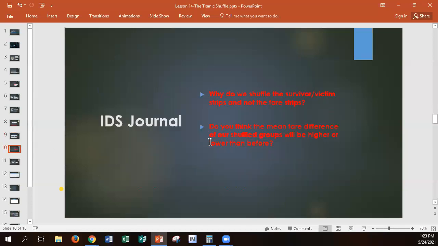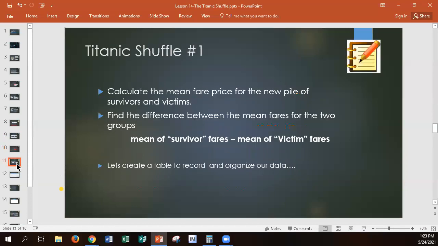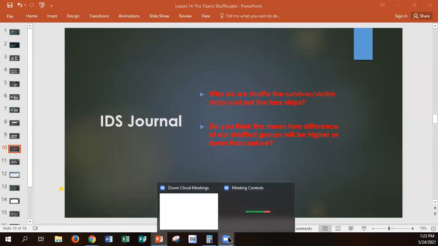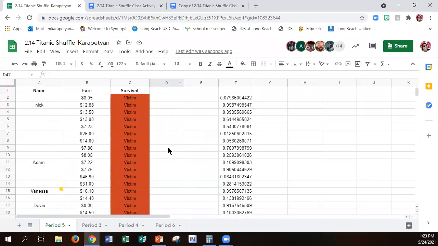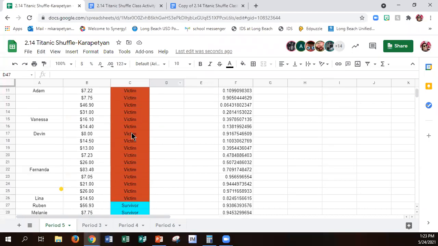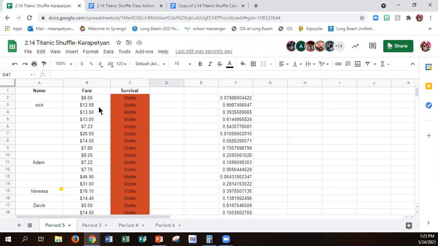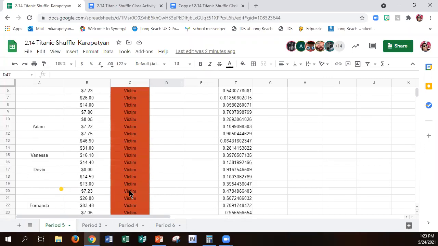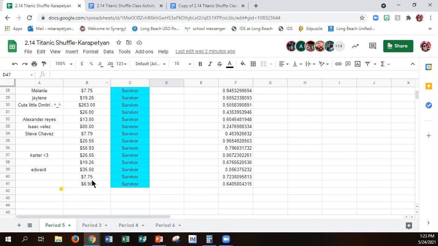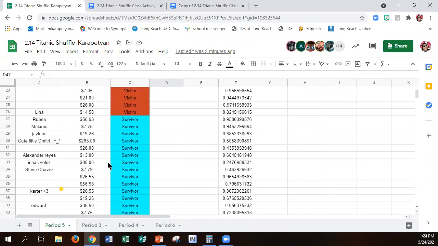So the question that I want to ask you guys is, why do we shuffle the survivor and victim strips and not the fare strips? This is before we do our first shuffle. When I shuffle this, I want you to think about why it is that I'm moving the victim and the survivor, but not the fare. Only the victim and the survivor are being shuffled, but not the actual fares. The fares are staying put and your names are staying put.